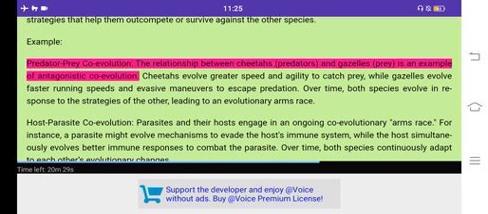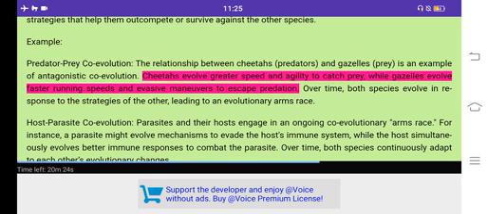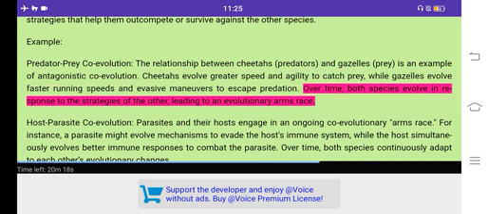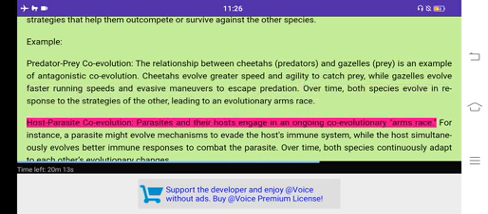Example. Predator-prey coevolution. The relationship between cheetahs (predators) and gazelles (prey) is an example of antagonistic coevolution. Cheetahs evolve greater speed and agility to catch prey, while gazelles evolve faster running speeds and evasive maneuvers to escape predation. Over time, both species evolve in response to the strategies of the other, leading to an evolutionary arms race.